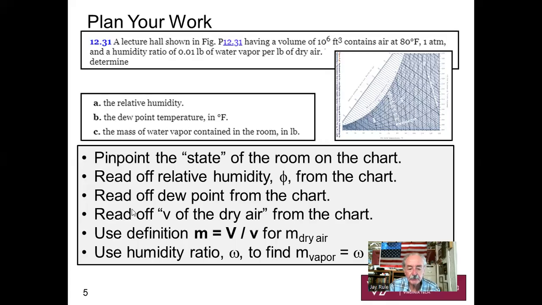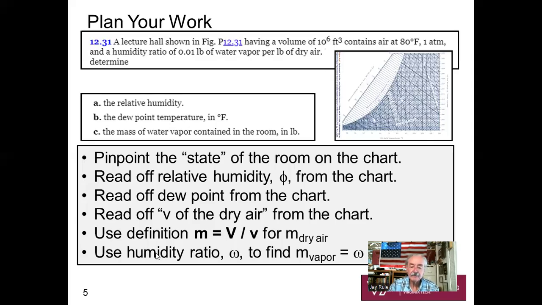The next thing we're going to do is read off little v of the dry air, the specific volume of the dry air, from the chart. And the reason we're going to do that is that we're asked to find the mass of the vapor. So if we can find the mass of the dry air first, the mass of the dry air is the volume, 1,000,000 cubic feet, divided by the specific volume of the dry air. We've got the mass of the dry air.